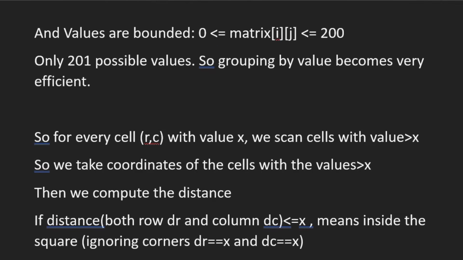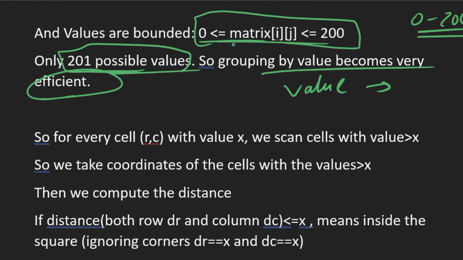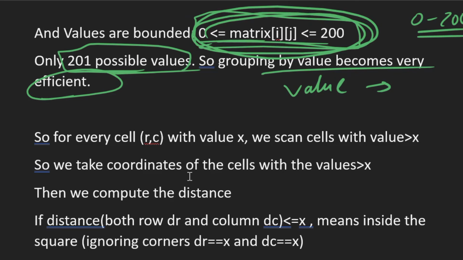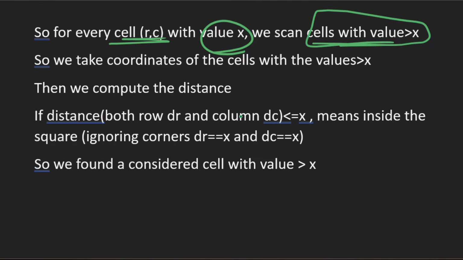And as we know, our values are bounded. In the constraints we are given that we have values from 0 to 200 only. So the total possible values we have is 201, right? So when we group coordinates by value, this will become efficient due to the smaller constraints of the values, right? Now next, for every cell r comma c having value x, we scan all the cells with values greater than x, right?